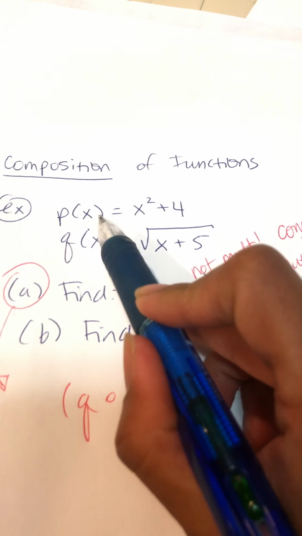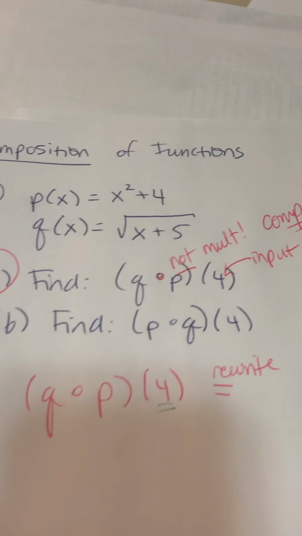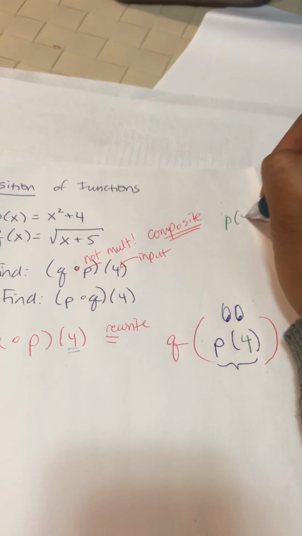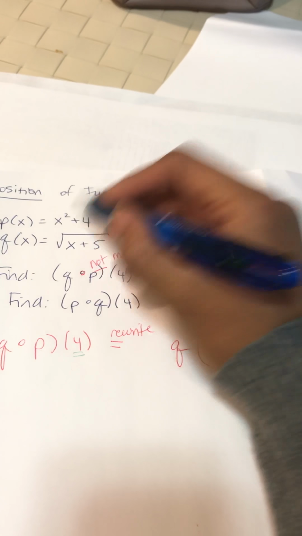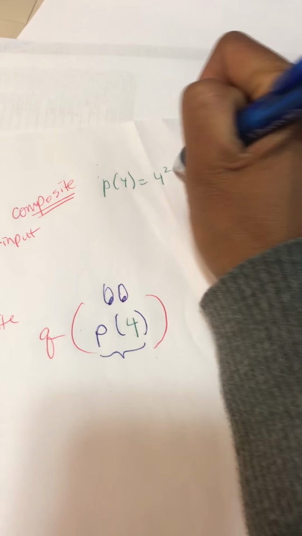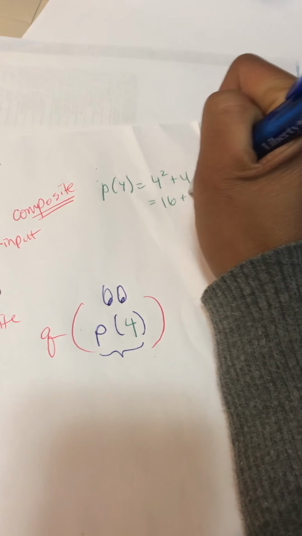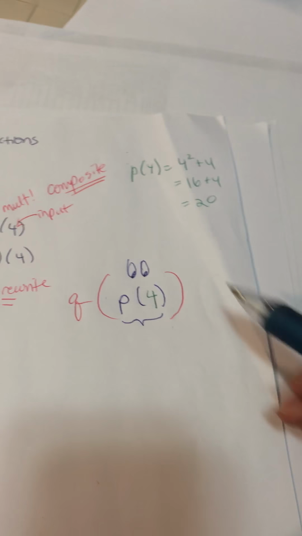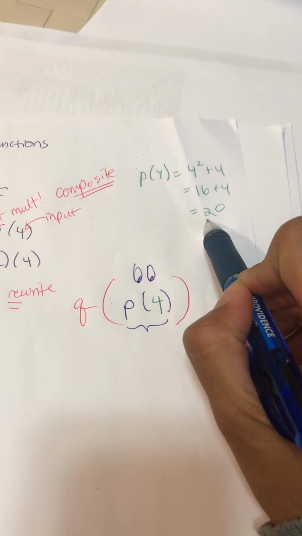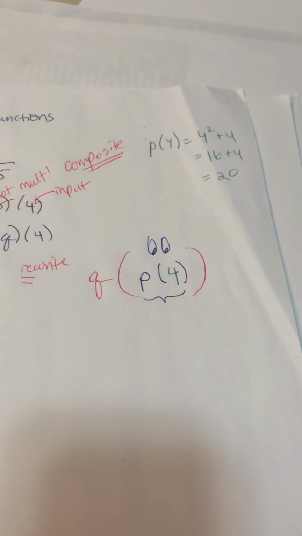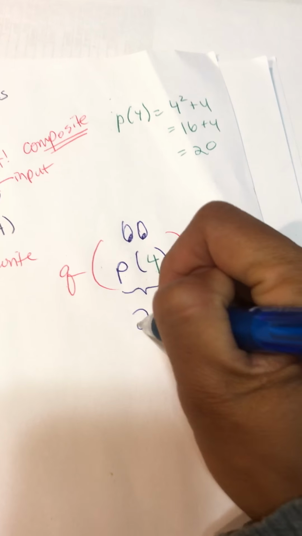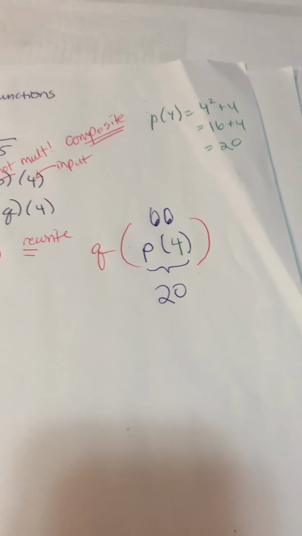Here's my P of x. If I put 4 in here, I get 4 squared plus 4. 4 squared plus 4 is 16 plus 4, which is 20. So P of 4 is actually equal to 20. I'm going to rewrite this P of 4 as 20.